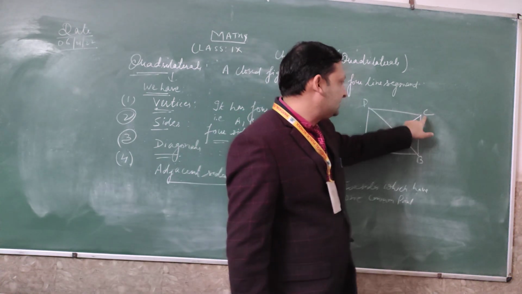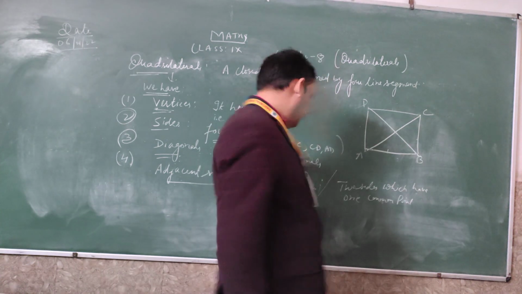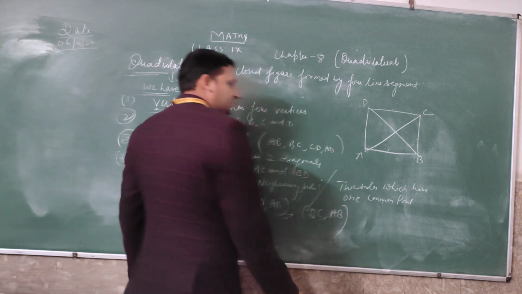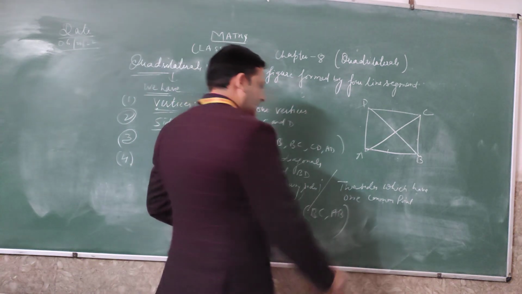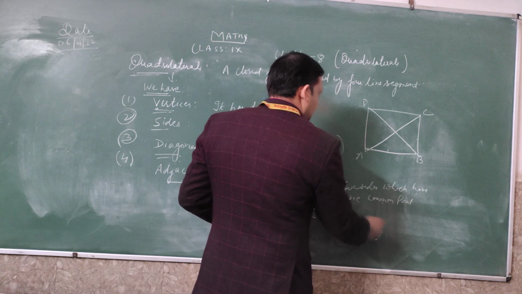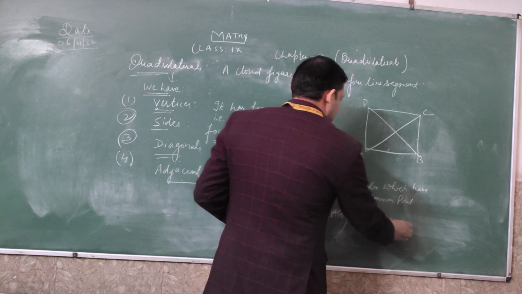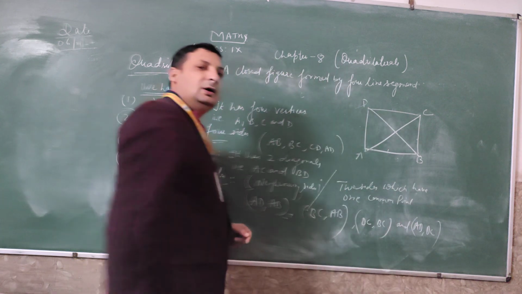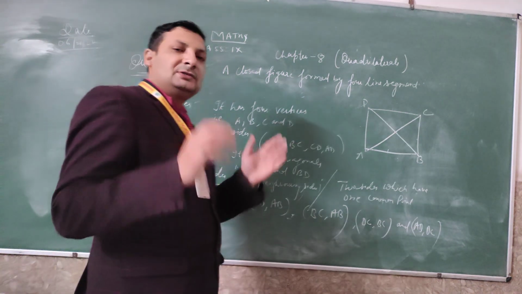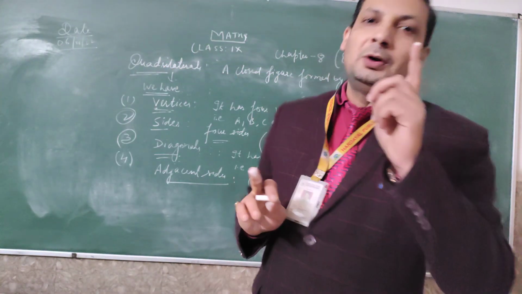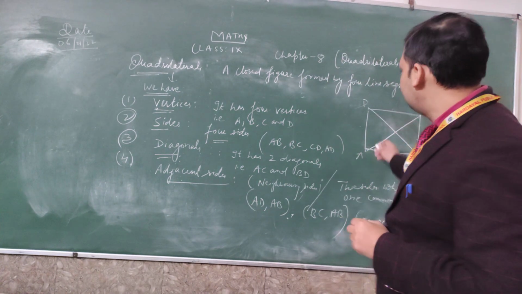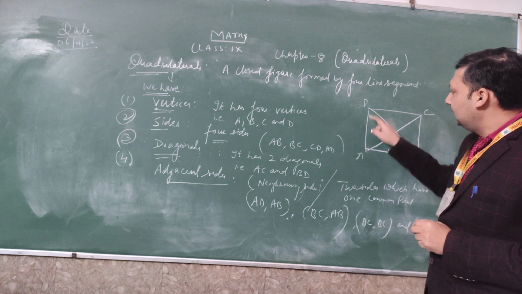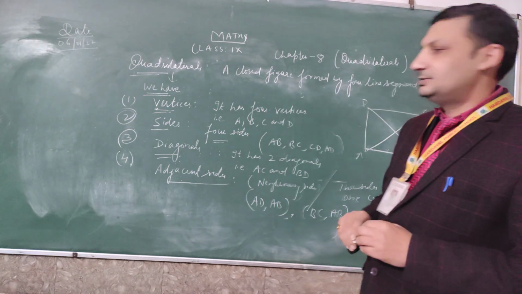When we talk about adjacent sides, AB and BC are another group. BC and AB are also called adjacent sides. Then at point C, DC and BC, and lastly AD and DC are also called adjacent sides. Adjacent sides are those sides which are formed by one common point. Similarly, when we look from point D, AD and DC are the adjacent sides.